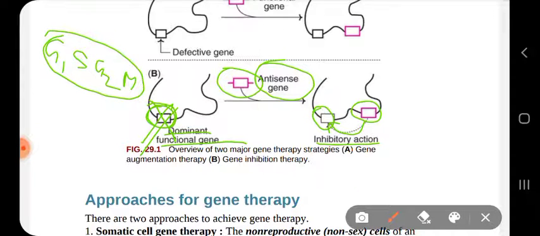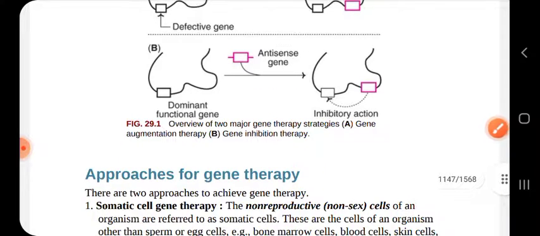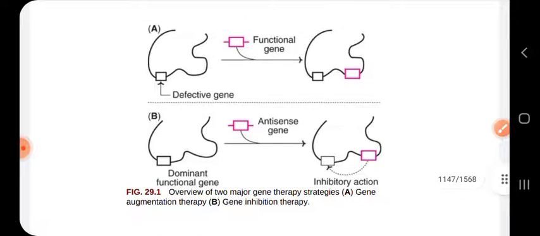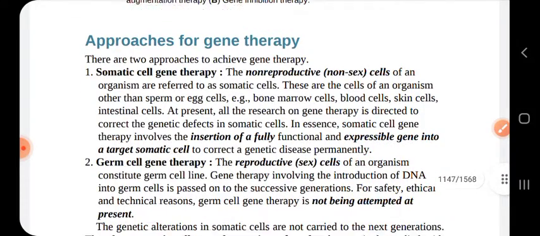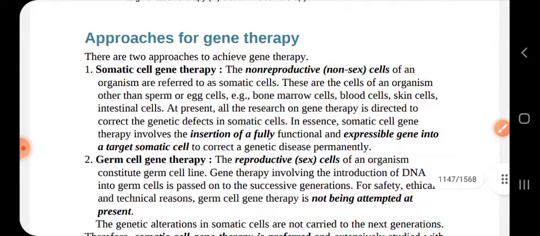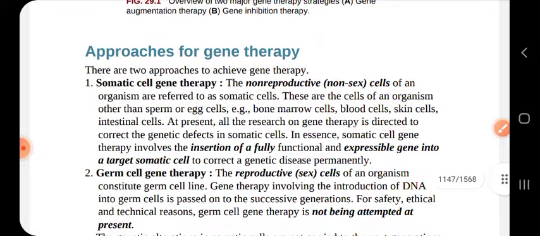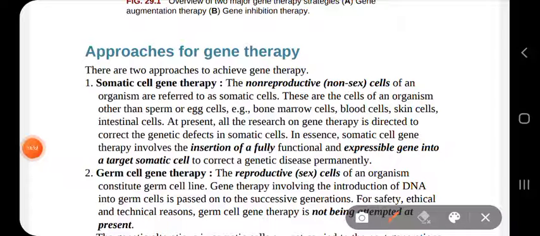So this was about gene therapy. Now there are also other approaches for gene therapy, depending on which cells and which tissues we are applying it to. That has to be mentioned: based on what type of tissues and on which site we are using the gene therapy, there are two types.